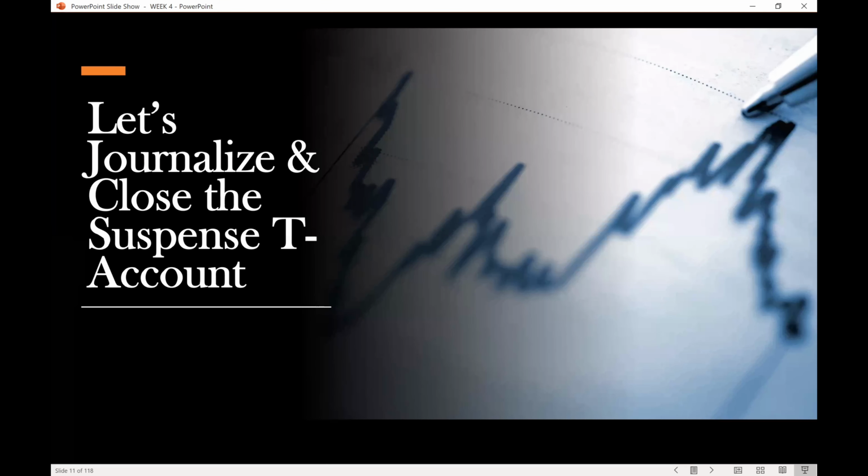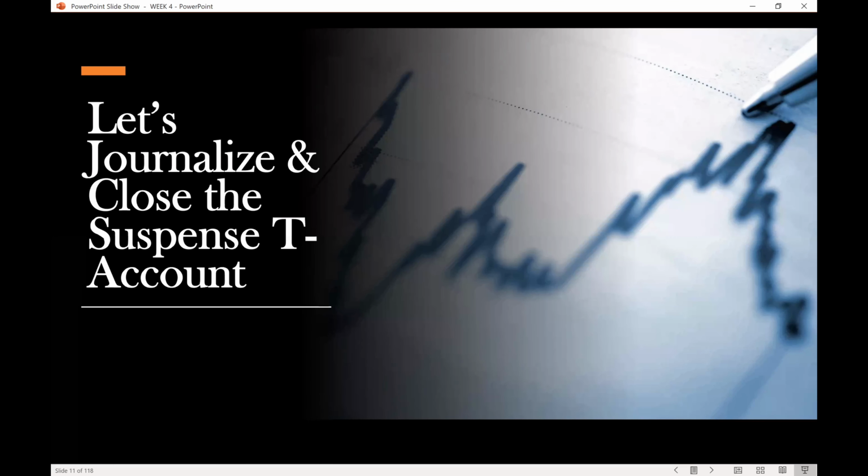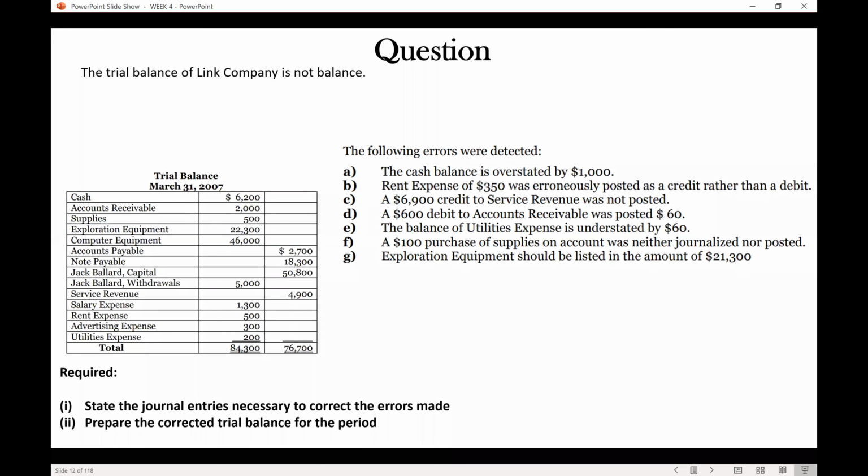So we've made our suspense account, we open it. It means that we're going to be putting things in it based on all the errors that we have. As the question said, we need to journalize and do the updated trial balance. So let's journalize and afterwards close the suspense account. Remember, when we're journalizing, we would have done our regular posting to our ledger. So we'll be doing that simultaneously.